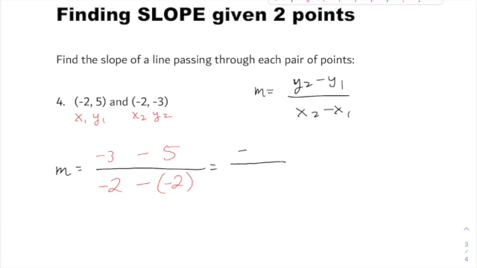Negative 3 minus 5 in the numerator is negative 8, and in the denominator, negative 2 minus negative 2. Minus negative is plus, and anything minus itself there is going to give you 0, right? Whenever you get x-coordinates that are the same, you're going to get 0 on the bottom. Now, what is negative 8 divided by 0? You cannot divide something by 0. It is undefined. It does not equal 0. So this is undefined.